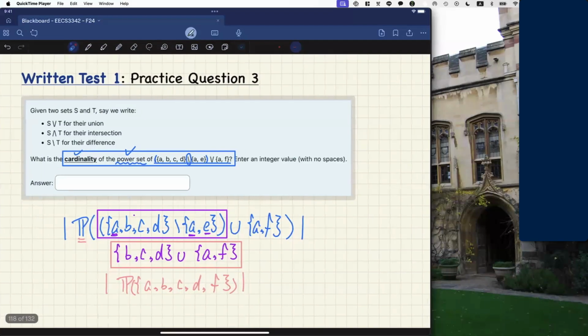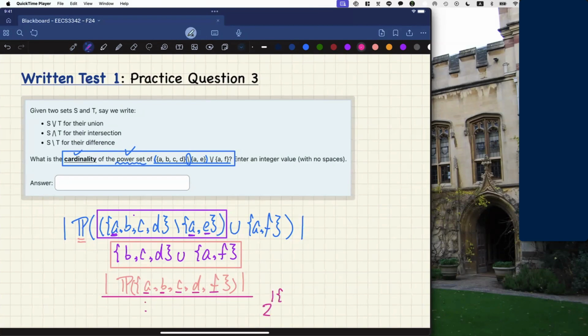We're going to get a cardinality, right? And according to what we said in the class, if you want to calculate the cardinality of the power set, you can think about for each element here, 1, 2, 3, 4, 5, we have a binary choice to include it or not to include it, right? So it will be 2 to the power of the cardinality of {A, B, C, D, F}, which will be 2 to the power of 5, right? Which will be 32. So that's the answer.